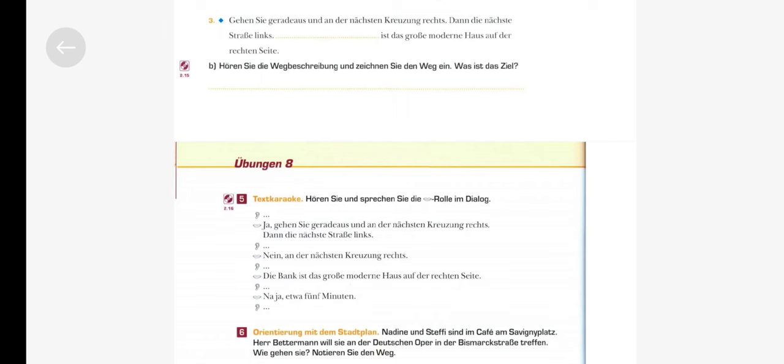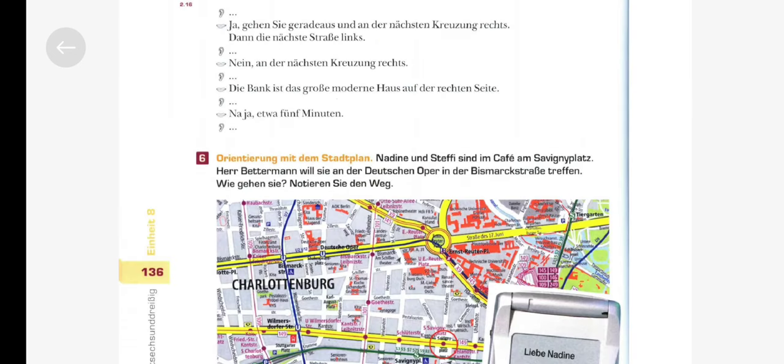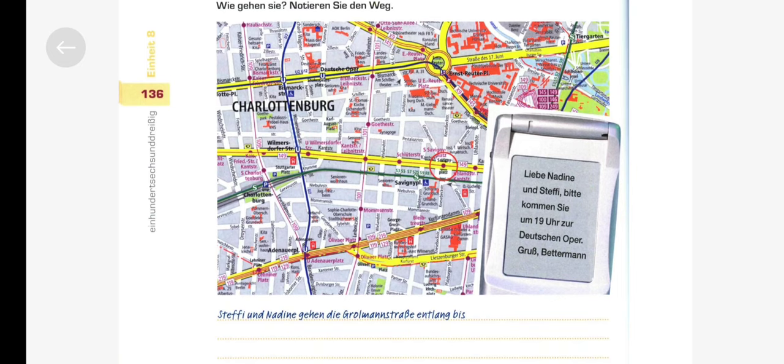Danke. Auf Wiedersehen. So, Orientierung mit dem Stadtplan. You have to organize the city plan. Nadine und Steffi sind im Café am Savignyplatz. Herr Bettermann will Sie an der Deutschen Oper in der Bismarckstraße treffen. Wie gehen Sie? Notieren Sie den Weg. You have to note it down. The way of Nadine and Steffi, where they want to go, and you have to describe the way.